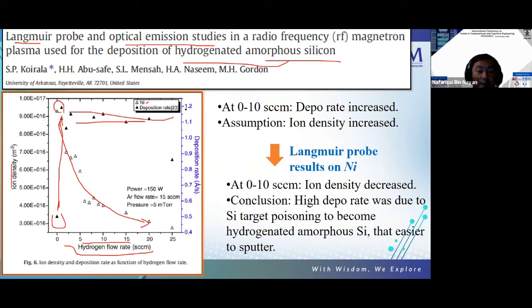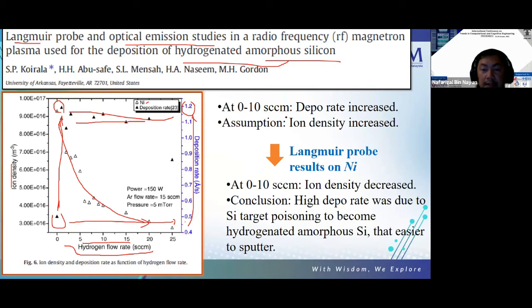This one is like 1.2 Angstrom per second. This one is like 0.45 Angstrom per second. So they jump up to 1.2, or maybe how many times? More than 2 times, like 3 times increment when they add the hydrogen. So you can see the deposition rate increase.